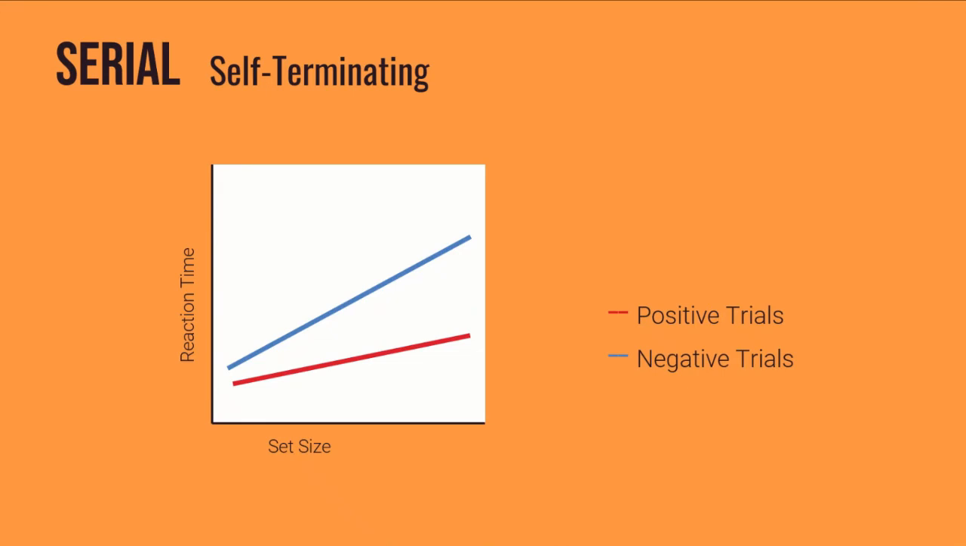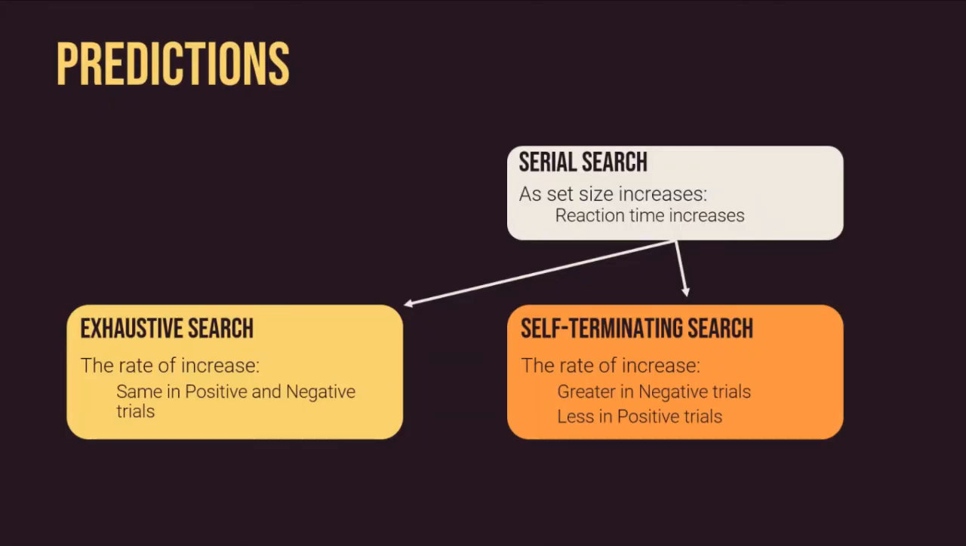Because there's a difference in search time between trials where you find the number and you get to quit, and search trials where you don't find the number, so you don't get to quit. So again, for exhaustive search, we're going to see the same pattern, the same linear trend for the positive and negative trials. For self-terminating, we're going to see different linear trends, diverging patterns for negative and positive trials.